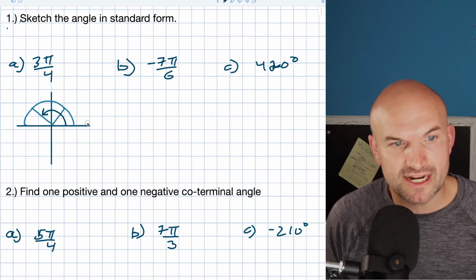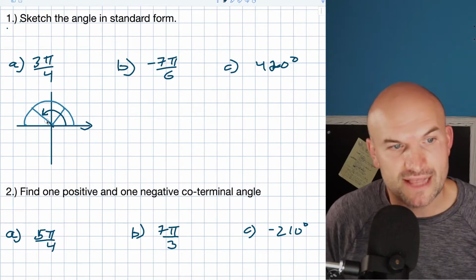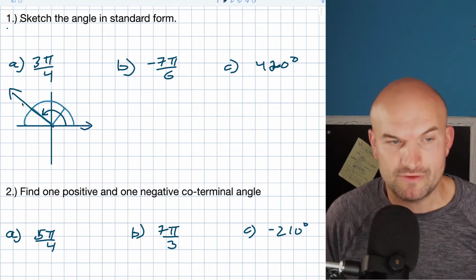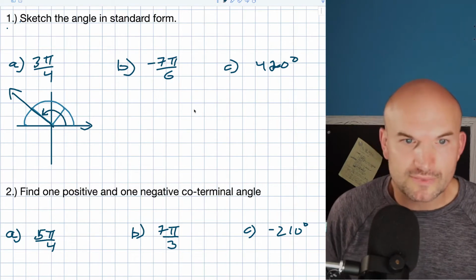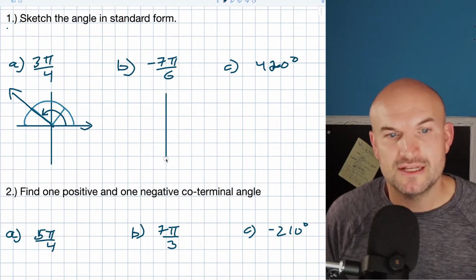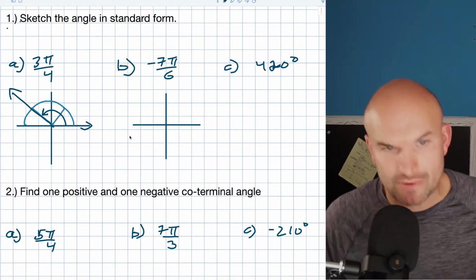Again, we always start at our standard position. Our initial side is always the positive x-axis. And then we're going to have our terminal side, which is going to go right over here. So that is going to be an angle of 3 pi over 4. Now, what about if we have a negative angle? When we have a negative angle, we're just going to go in the opposite direction. We're now going to go in our clockwise direction.